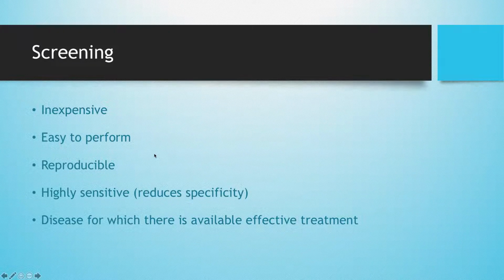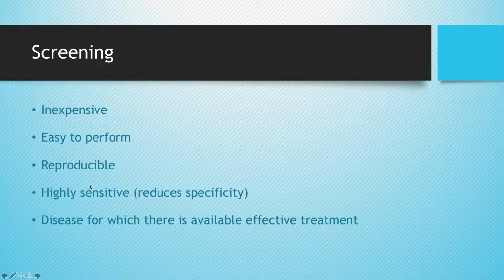Screening. That's another big area for radiology, as I will demonstrate. And so these are the characteristics of what would be the ideal screening test. Inexpensive, easy to perform, reproducible, highly sensitive. And if something is very sensitive, it tends to be less specific, and you would need to do diagnostic studies.